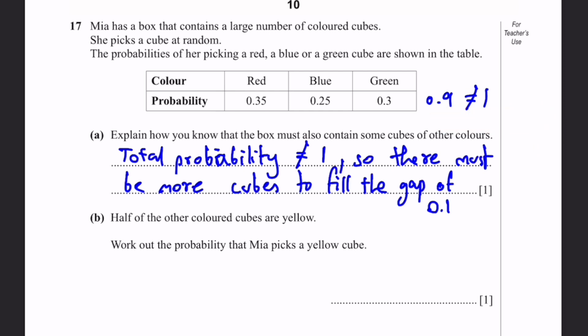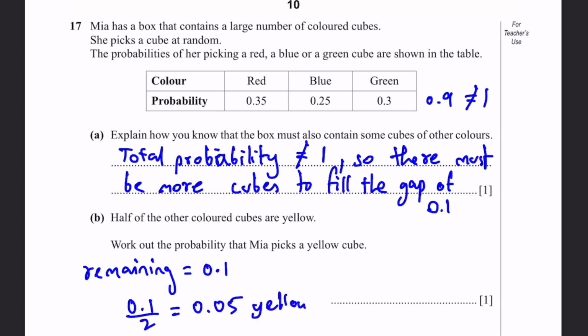B. Half of the other colored cubes are yellow. Work out the probability that Mia picks a yellow cube. So the remaining is equal to 0.1. And that remaining, they are half yellow. So 0.1 by 2, which is equal to 0.05 yellow. And that's the answer.